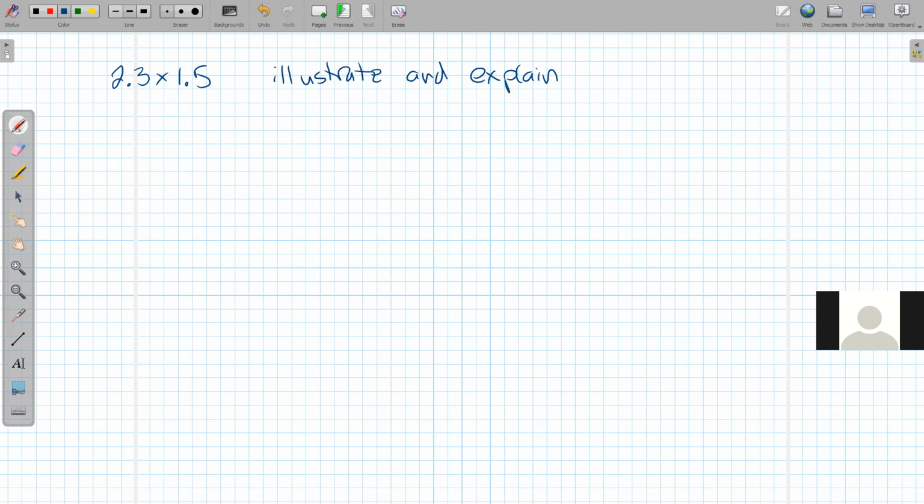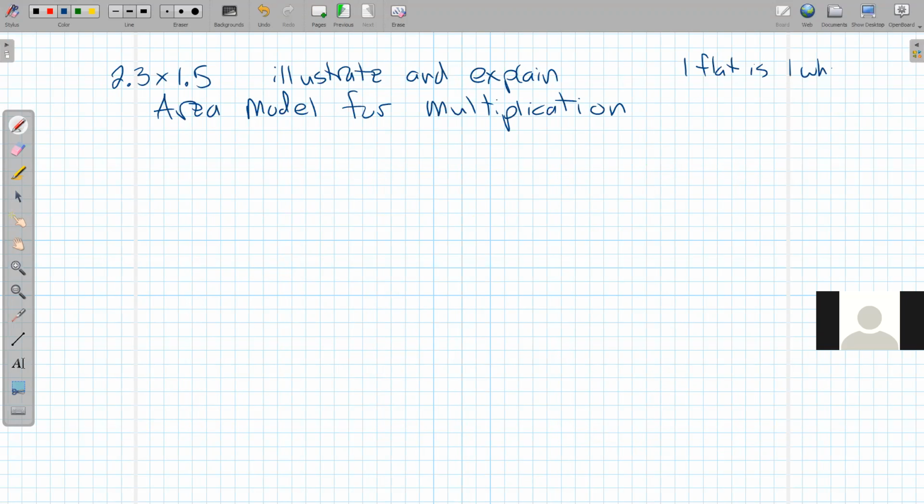I'm going to choose to use the area model here. And then what I'm going to do is compare this to the expanded algorithm and the standard algorithm for multiplying decimals. So area model for multiplication, as far as my decimals go, we're going to say 1 flat is 1 whole area. And that's the key that's going to guide our work here.